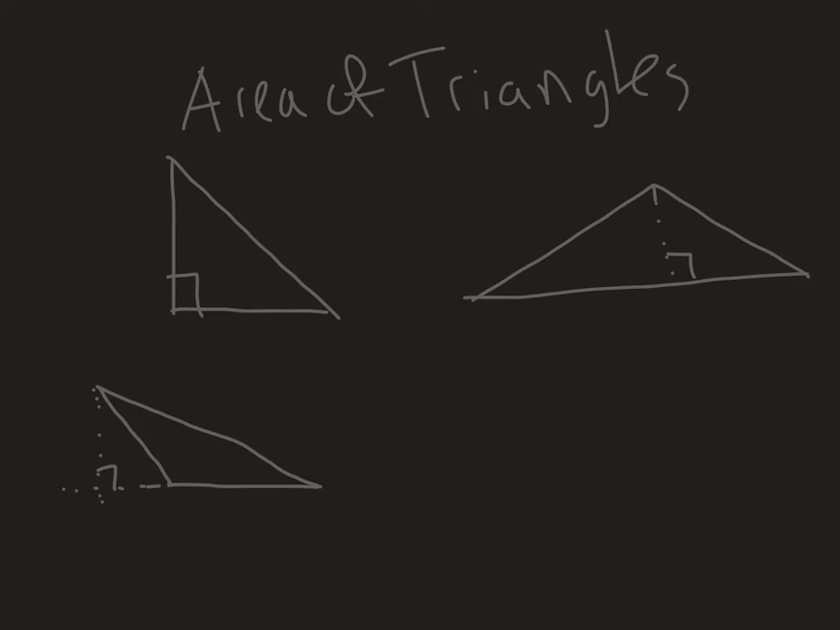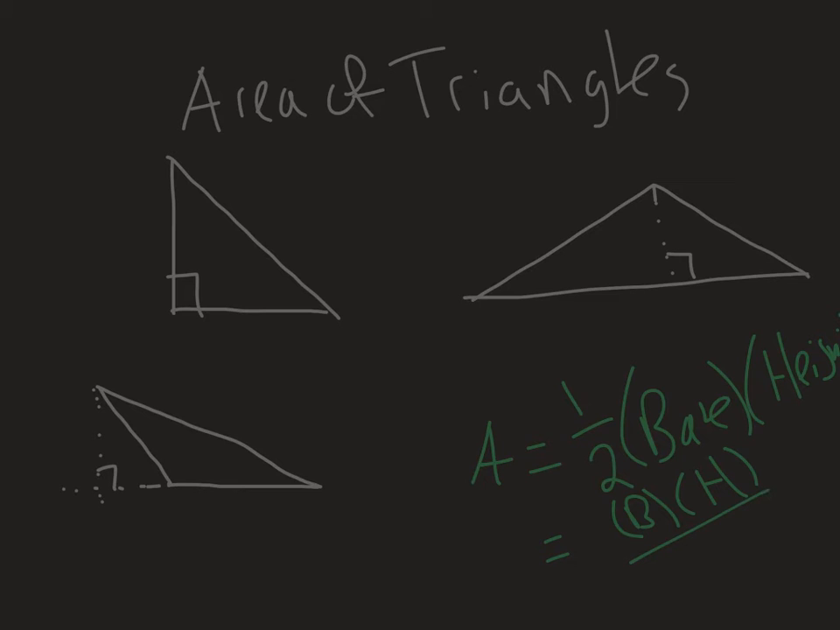Okay, before we get to composed figures, let's review area of triangles now. So triangles, the formula, if we follow the same terminology, it'll be 1/2 times the base times the height. Or you could take the base times the height and divide that by 2. Mathematically, it's the same thing. Dividing by 2 is the same thing as multiplying by 1/2.